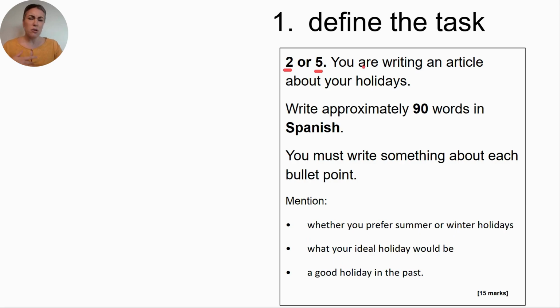You are writing an article, a post, something. That's not really important. What's important is the topic. And then it says write approximately 90 words. That means a minimum of 90. And then you have to include information about 3 bullet points, which give you the information in English.